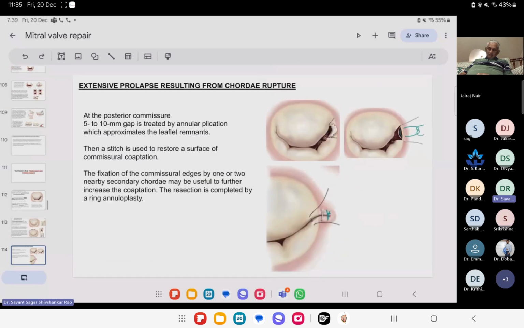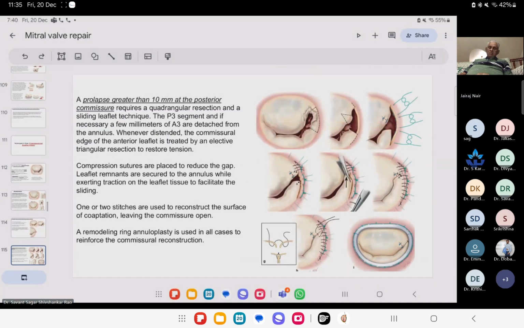So for extensive prolapse resulting from the caudal rupture, we have to resect the segment with the annular plication stitches. If the prolapse is more than 10 mm at the posterior commissure, then a quadrangular resection and a sliding leaflet technique is used. The P3 segment, and if necessary, a few millimeters of A3, are detached from the annulus.